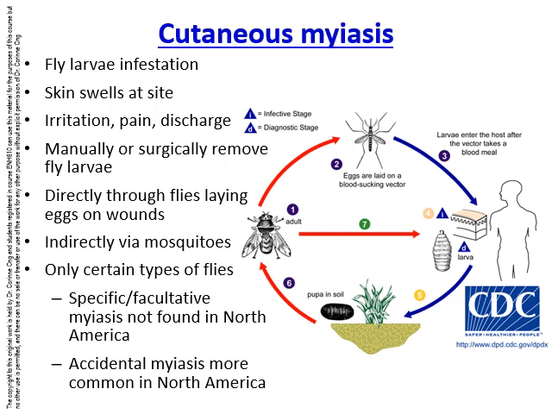Myiasis is rare in North America. It is called accidental because the blowflies here do not normally lay their eggs on live animals or humans. It mainly affects stray animals that are weak and unable to fend for themselves, and sometimes even babies who may be asleep when the flies land on them to lay their eggs.